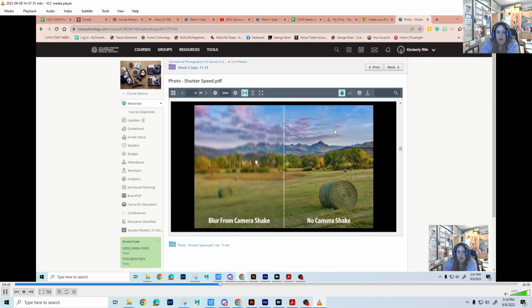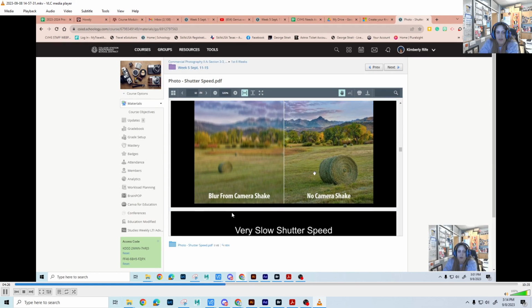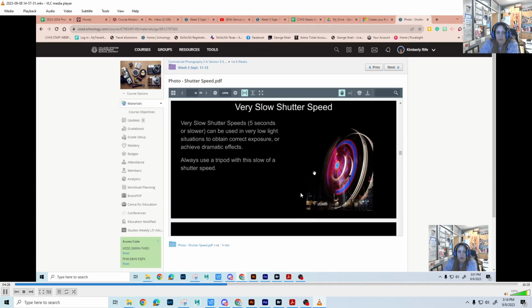So we see here no camera shake, and we see blur from the camera shake. So this one's obviously a nicer picture. There's not a lot of the mess in this picture. So very slow shutter speed, 5 seconds or slower, can be used in a very low light situation to obtain correct exposure or achieve dramatic effect. So you always want to use a tripod in this situation.